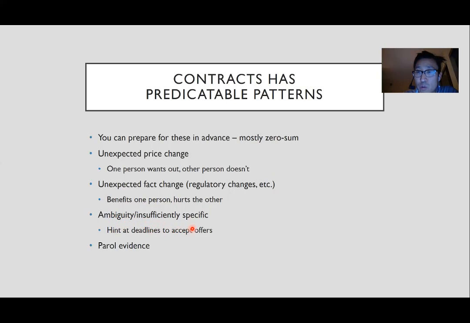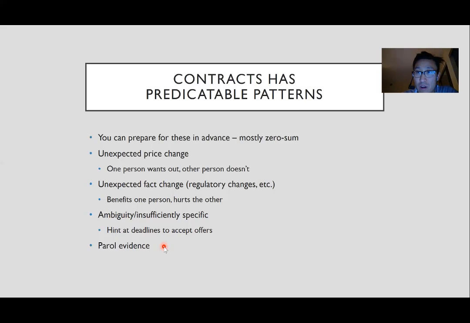Ambiguity in a contractual term could be something that's insufficiently specific. I'm not sure why this is hinted, deadlines to accept offers. And then parol evidence. This always benefits somebody and not the other party. So these things are all zero sum. And parol evidence being someone says something before the contract closes. What that person said doesn't end up in the contract.